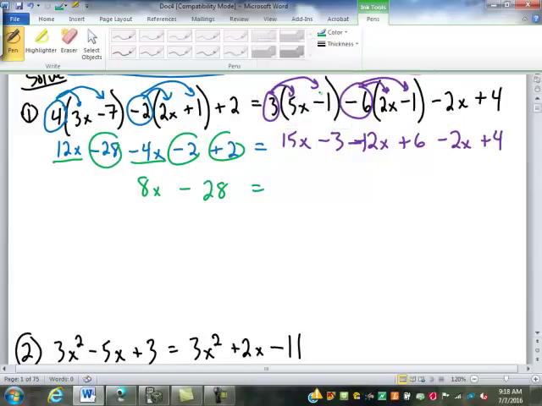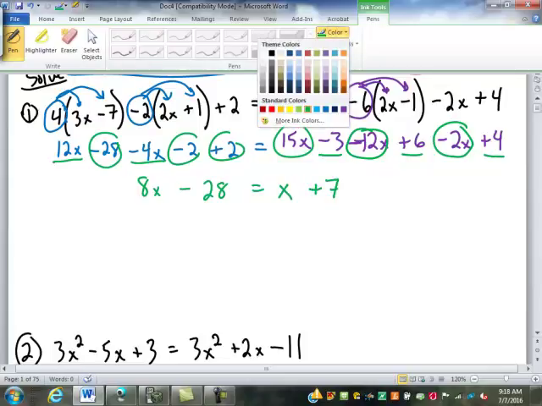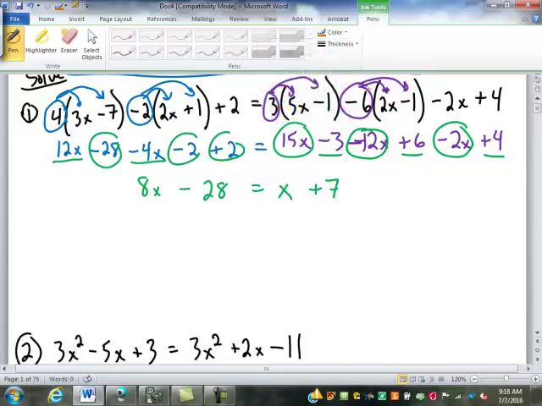So then what? 15, negative 12, and negative 2x make 1x, or just x. And then negative 3, 6, and 4 make a positive 7. Then what? Well, we've reduced everything we can on both sides. Now it's time to start to solve.